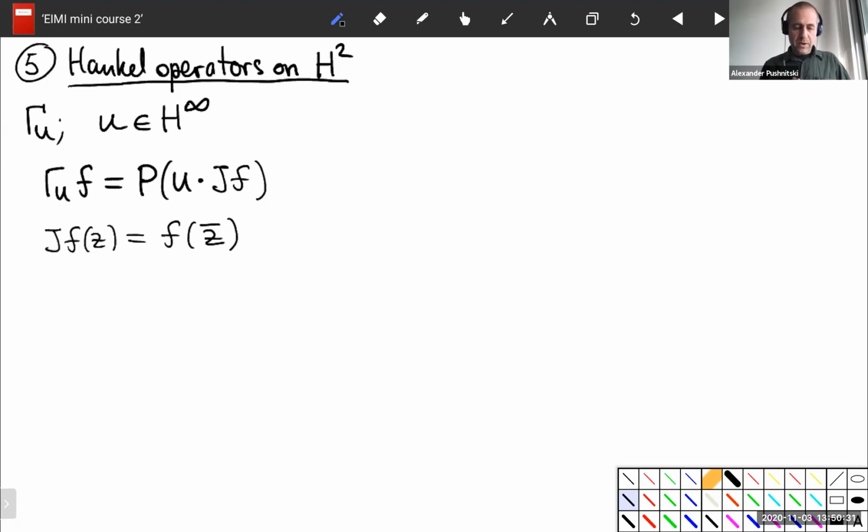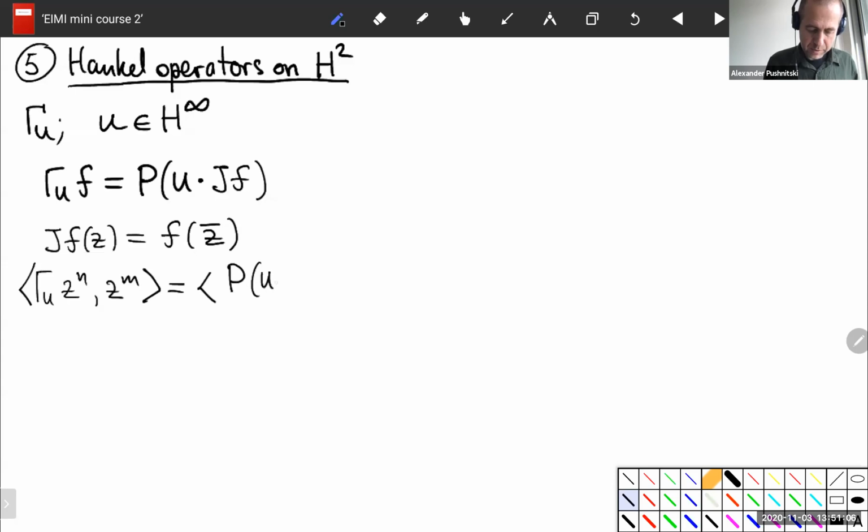Then I multiply it by U. Now, of course, the coefficients are all over the place because U is analytic and JF is anti-analytic, and then I project it back onto the Hardy class. Let's check that this definition gives us exactly the Hankel matrix as I defined it on the first slide. We write gamma U applied to Z^n, paired with Z^m. So we get P of U. This flip operator J makes Z^n into Z bar^n, and here I get Z^m. Because Z^m is analytic, I don't need the P, I remove it. Then it becomes U times Z bar^n times Z^m.